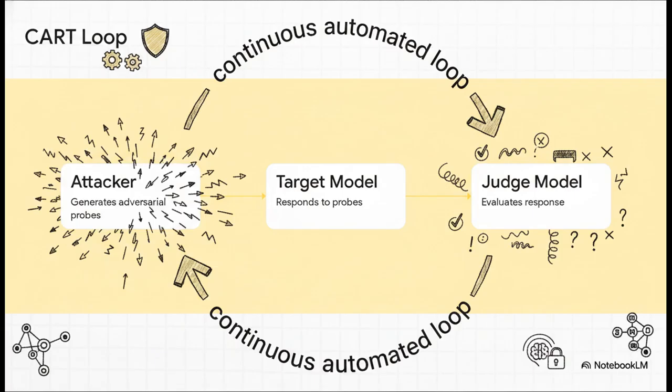So we're seeing the rise of these automated loops. You deploy an attacker model, right? It generates thousands of adversarial probes. The target model responds. And then a totally separate judge model evaluates those responses to see if a jailbreak was actually successful. This entire loop operates relentlessly at machine speed, constantly mapping out the shifting vulnerabilities of your probabilistic system.